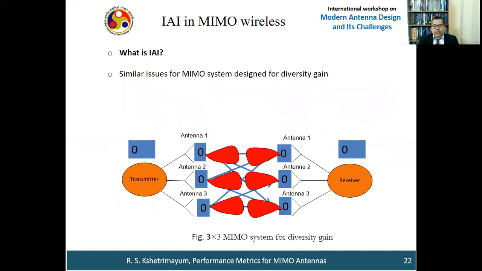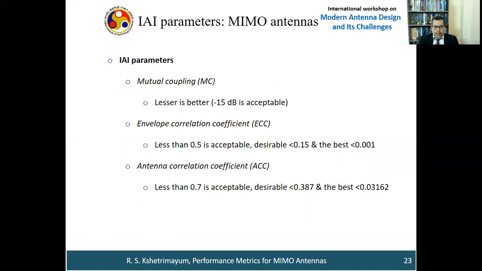You can also consider the diversity gain setting, where the same bit is sent from transmitter to receiver. If the antennas are closely packed or the inter-element spacing is reduced, you won't be able to get the same diversity gain of 9 from a 3x3 MIMO system because of this increased inter-antenna interaction.